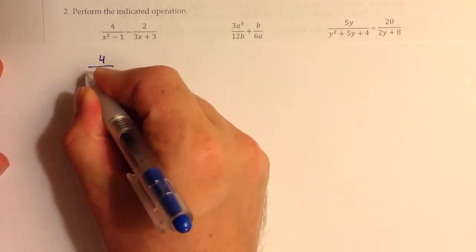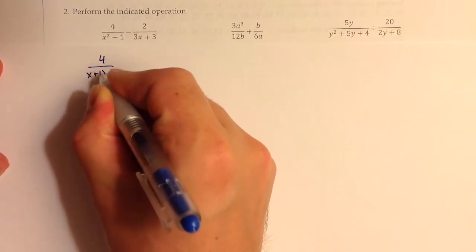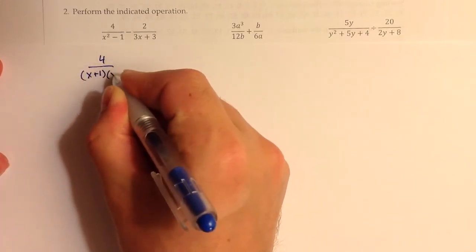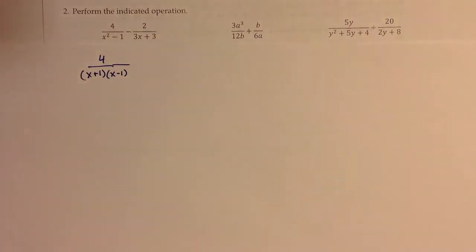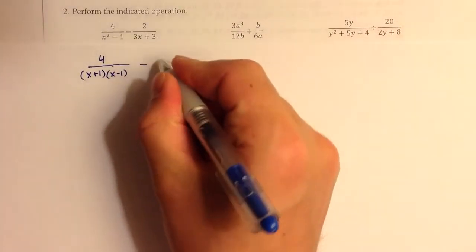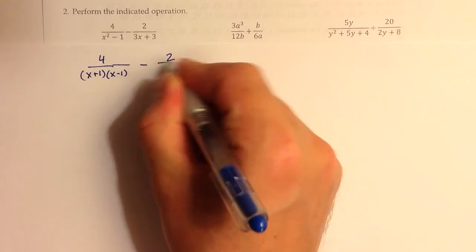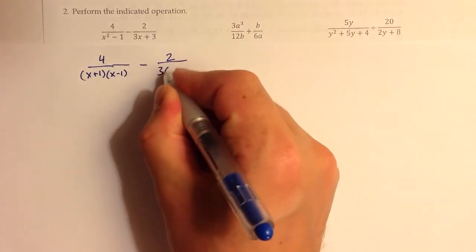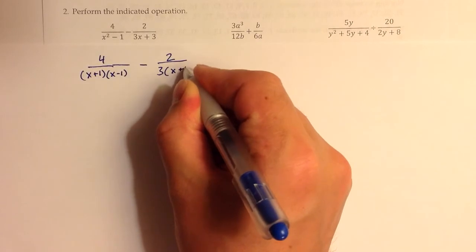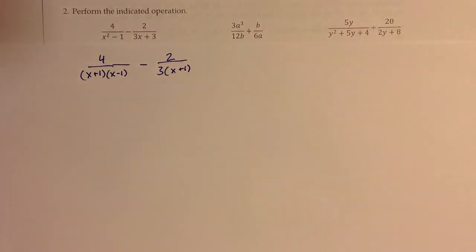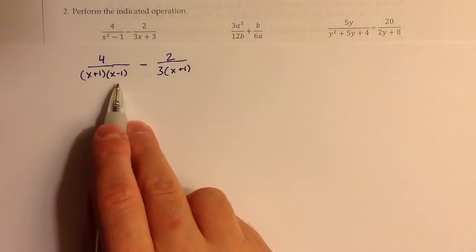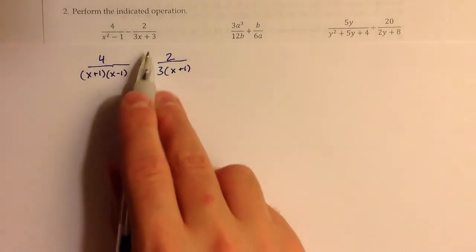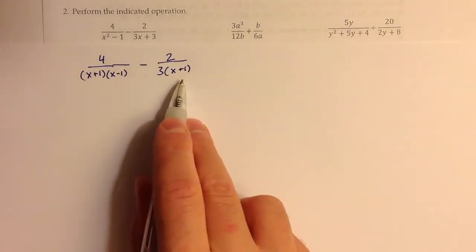To do that, I want to factor the denominators that are there, because if they have common factors, we don't need to repeat those, but we do need to adjust the factors and include factors that aren't included with both denominators. So factoring the first denominator, I get x plus 1 times x minus 1. The second denominator I can factor out a 3, and I get 3 times x plus 1.